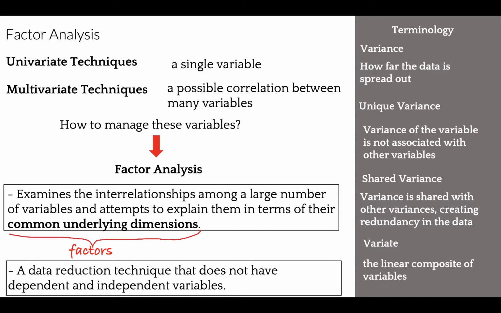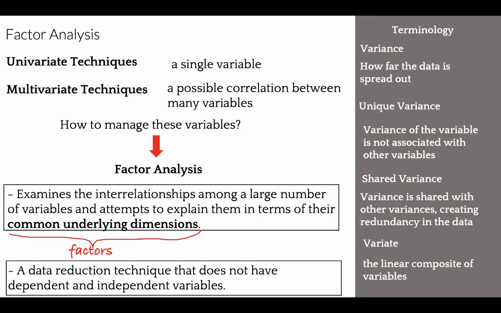Factor analysis is a multivariate technique that examines the interrelationship among a large number of variables, and it attempts to explain them in terms of their common underlying dimensions. And these common underlying dimensions are referred to as factors. Factor analysis is a summarization and data reduction technique that does not have independent and dependent variables, but it is an interdependence technique in which all variables are considered simultaneously.